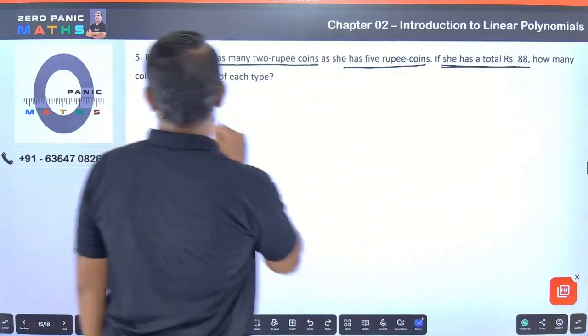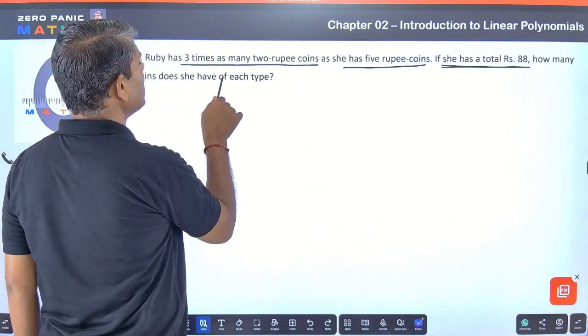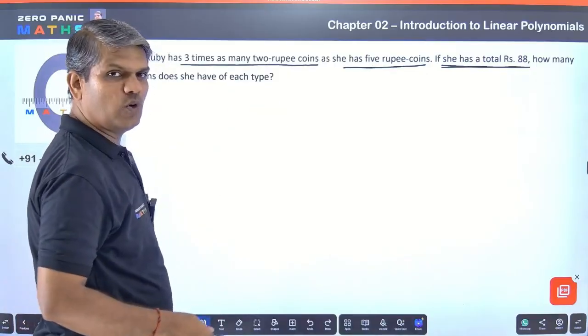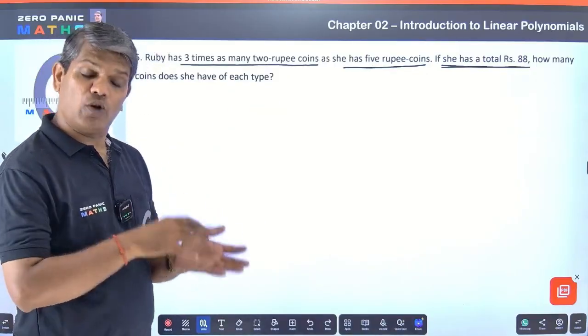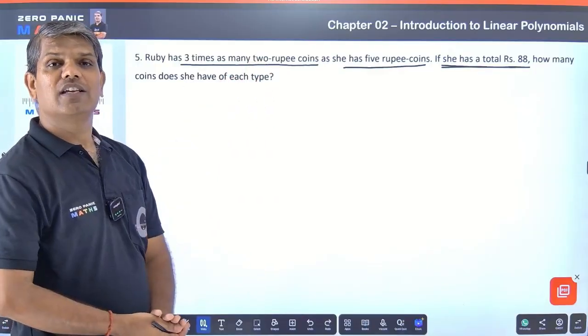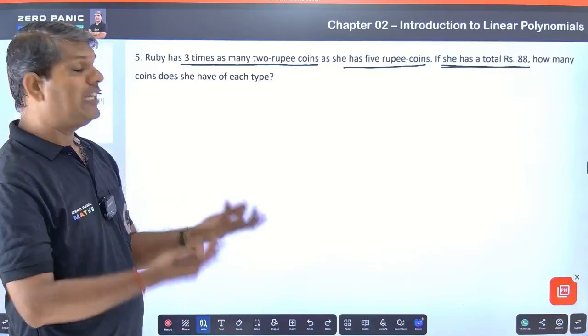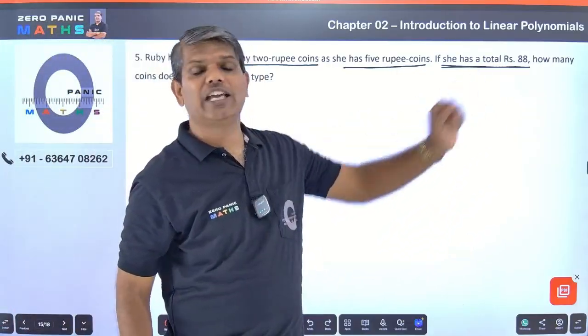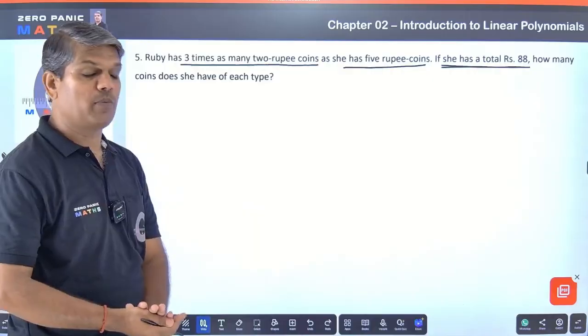How many coins does she have of each type? Okay, each type, how many 5 rupee coins she has, and how many 2 rupee coins she has, so that the total makes it 88 rupees. That is what the problem is.